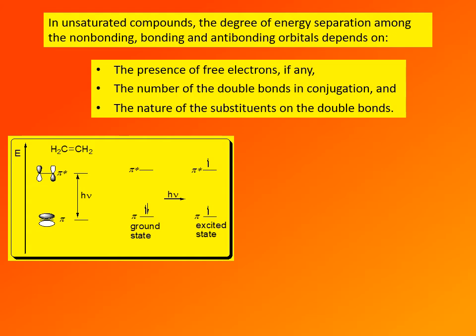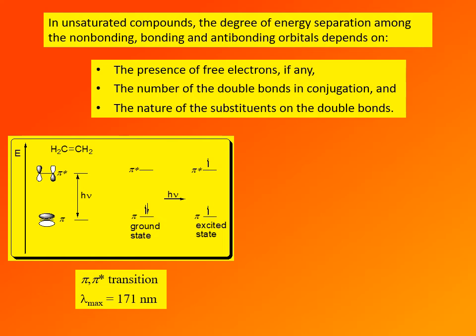So here we have an example of the simplest double bond, the molecule of ethene. So there are no free electrons, there is only a single double bond, and there are no substituents. The energy for pi to pi star transition is actually very high, and lambda max is 171 nanometers.